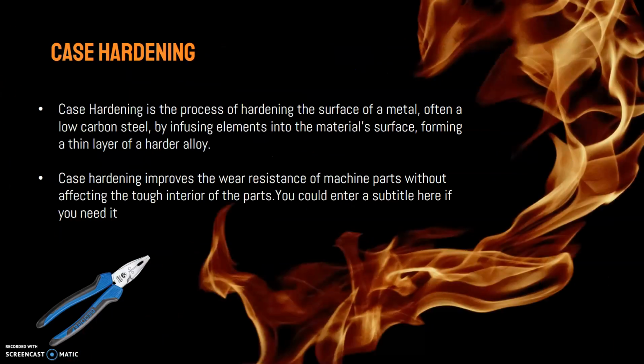Now, case hardening is the process of hardening the surface of the material, often low carbon steel, by infusing elements into the material surface and forming a thin layer of harder alloy. Case hardening improves the wear resistance of machine parts without affecting the toughness of the interior part.